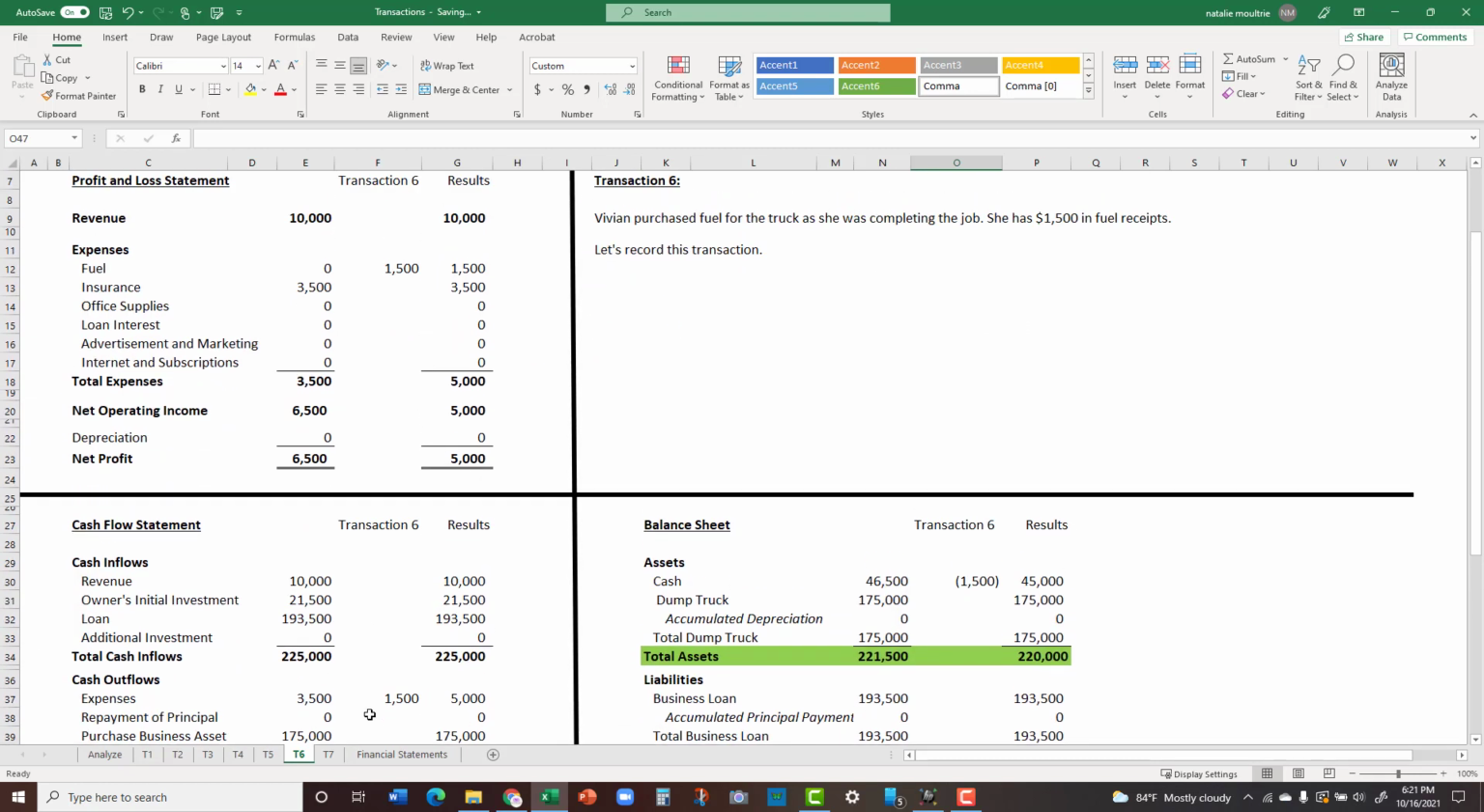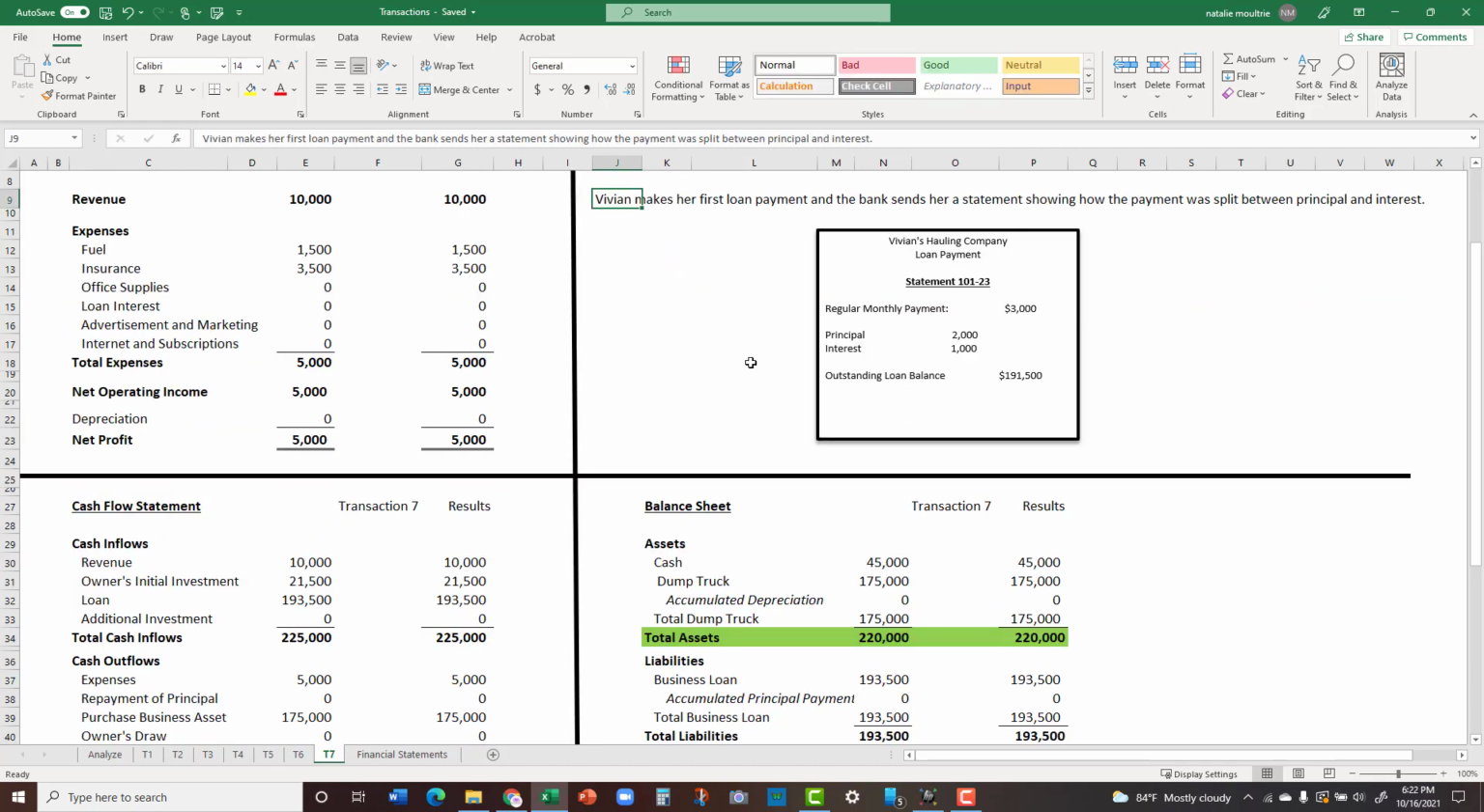All right, finally, let's look at transaction number 7. Vivian makes her first loan payment, and the bank sends her a statement showing how the payment was split between principal and interest. So here we see the bank statement from the bank. She made a $3,000 monthly payment. $2,000 of that went to principal, $1,000 went to interest, leaving her an outstanding loan balance of $191,500.